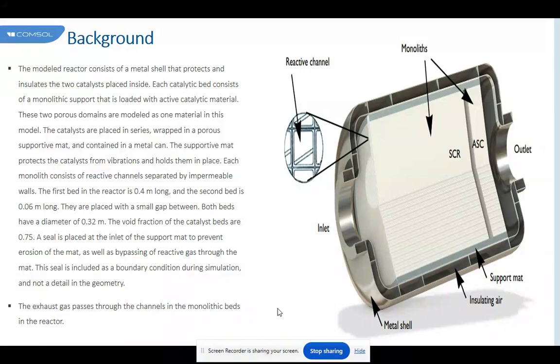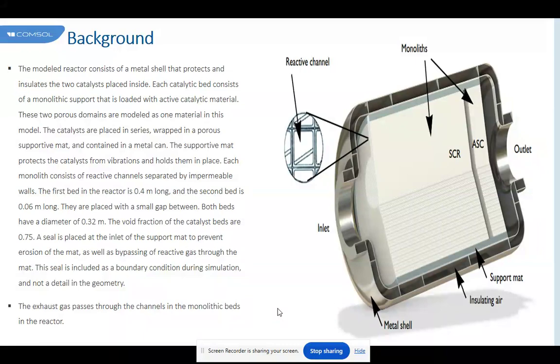impermeable walls. The first bed in the reactor is 0.4 meter long and the second bed is 0.06 meter long. They are placed with a small gap between. Both beds have a diameter of 0.32 meter. The void fraction of the catalyst beds is 0.75. A seal is placed at the inlet of the support mat to prevent erosion of the mat as well as bypassing of the reactive gas to the mat. This seal is included as a boundary condition during simulation and not a detail in the geometry.